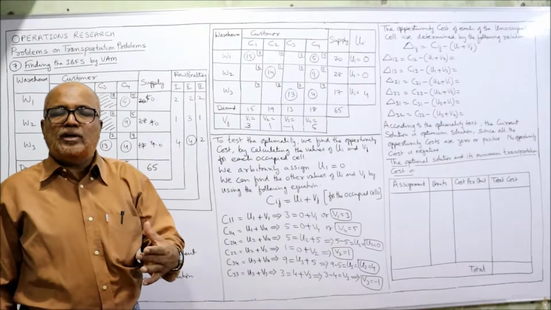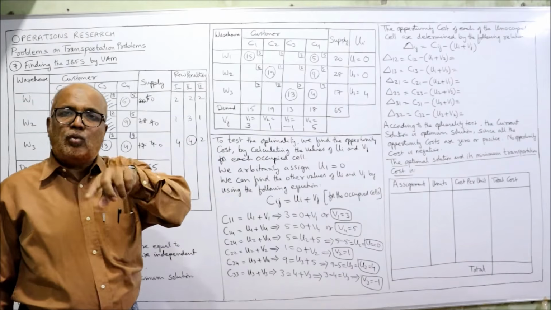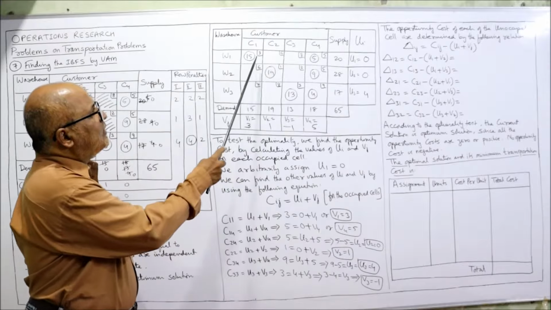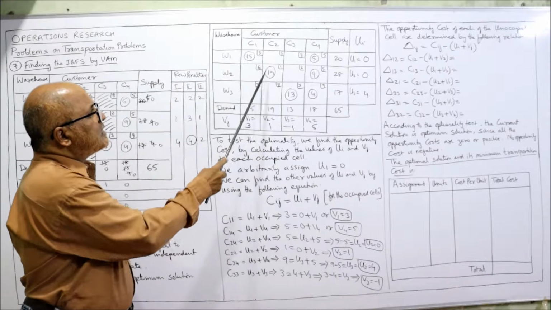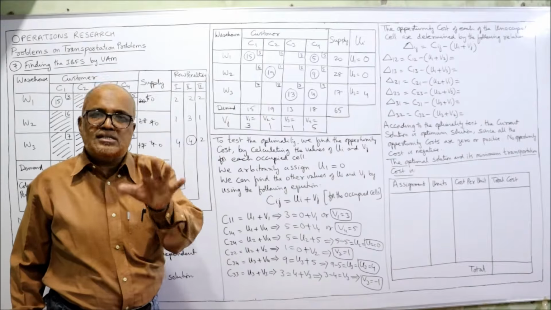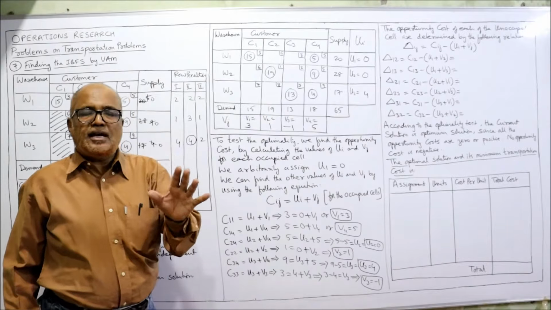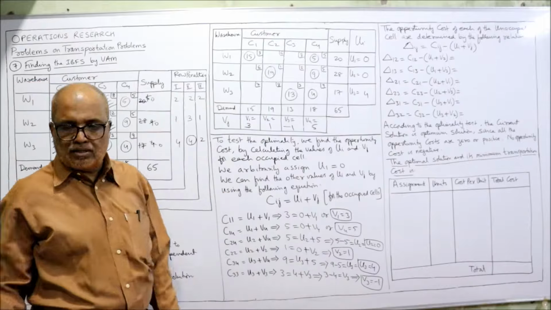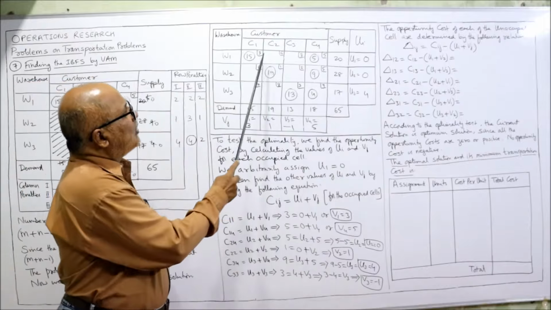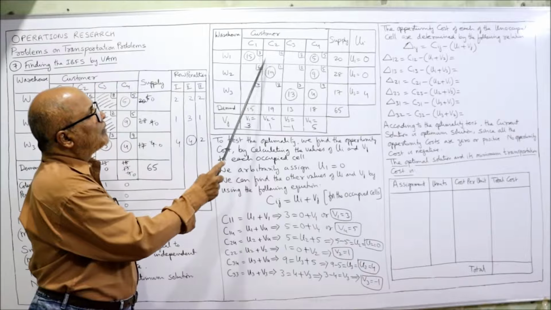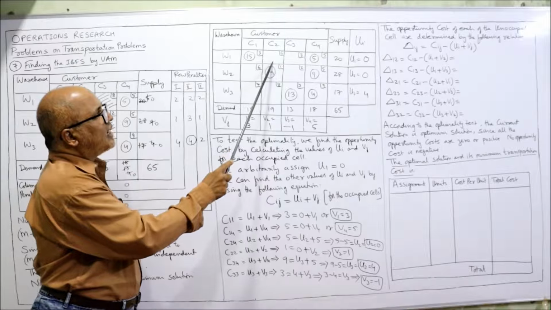How to find out the opportunity cost? Subtract Ui plus Vj from Cij. Cij are these values, this 6, 7, 6, 8. The actual cost is the Cij. From Cij, deduct Ui plus Vj, right? For example, this unoccupied cell. What is the location of this unoccupied cell? 1, 2. That means first row, second column.